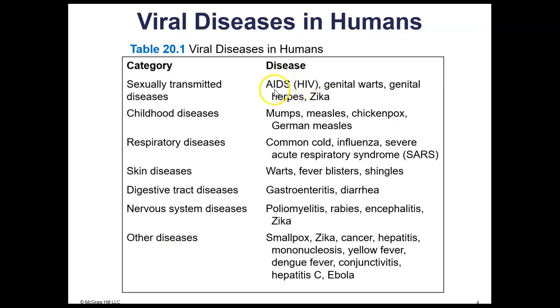So HIV, which causes AIDS, genital warts, genital herpes, Zika, mumps, measles, chickenpox, the common cold, influenza or the flu, and SARS, which is severe acute respiratory syndrome, the disease we get when we're infected by COVID. Warts, fever, blisters, shingles, these are all caused by viruses. And then I want to point out gastroenteritis and diarrhea. These are actually symptoms, and they can be caused by a virus or a bacteria.